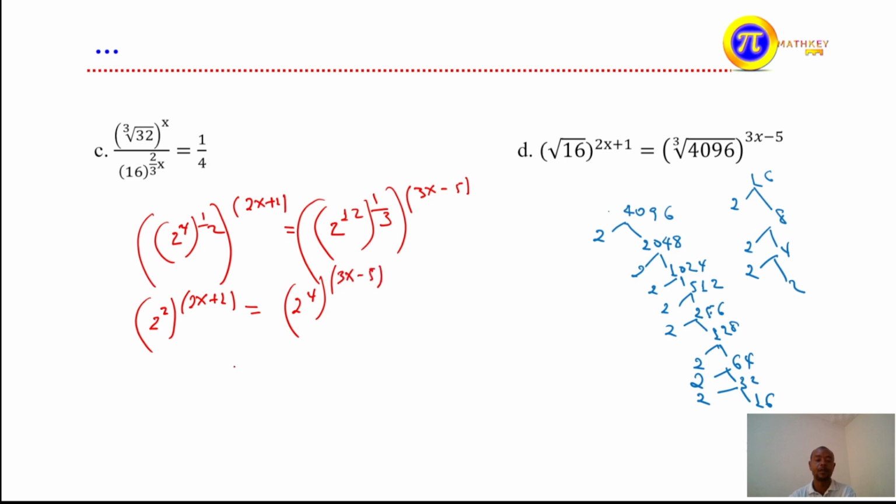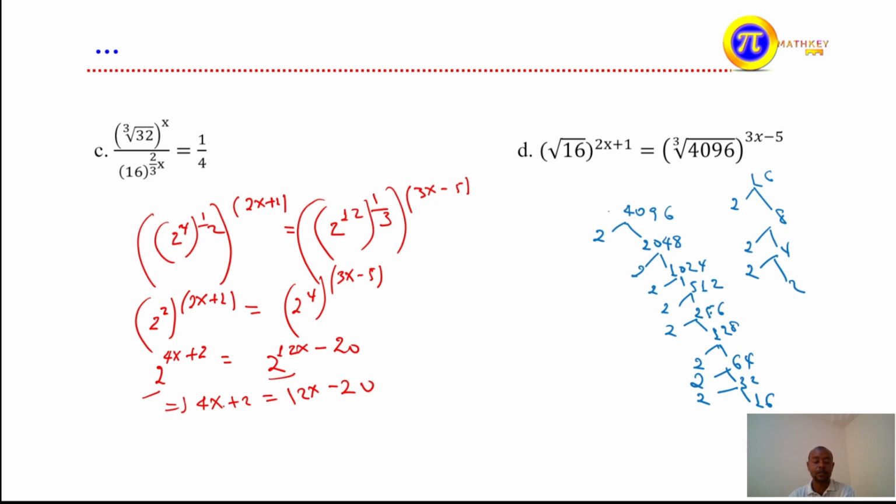Again we take the product of the exponents in both sides. Here we have 2 to the power of 2 times 2x, that is 4x, plus 2 times 1, that is 2, equal to 2 to the power of 4 times 3x, that is 12x, minus 4 times negative 5, that is 20. Now they have the same base, so we equate the exponents. That means 4x plus 2 is equal to 12x minus 20.